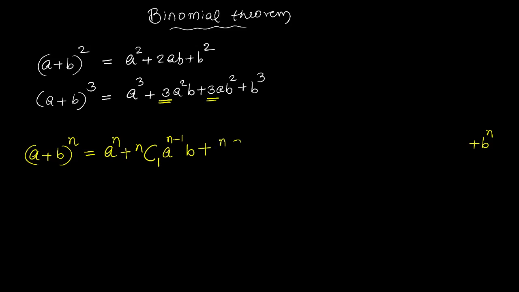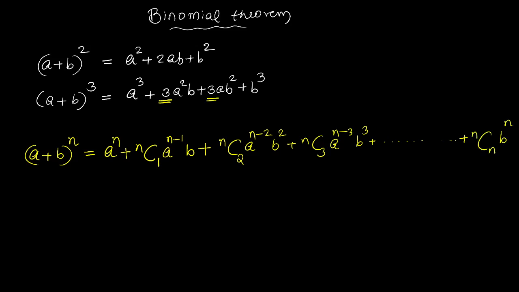Okay, let me write it. nC2 a raised to n minus 2, b square, nC3 a raised to n minus 3, b cube. The last term is b raised to n, or to understand the pattern, I can write the last term as nCn b raised to n. nCn, yesterday I have written it as a property. It is 1 actually.